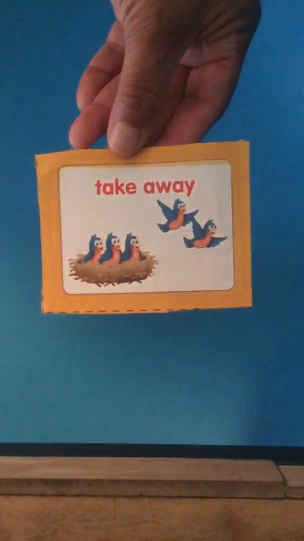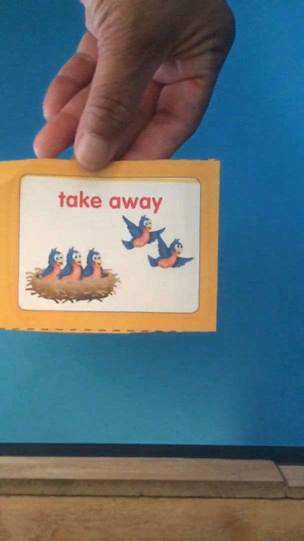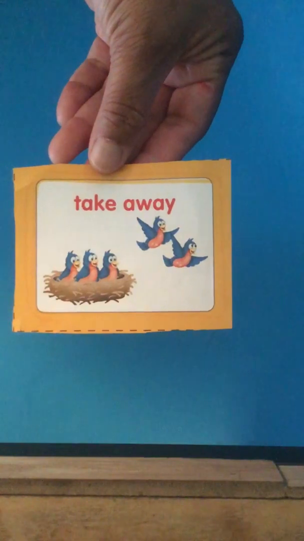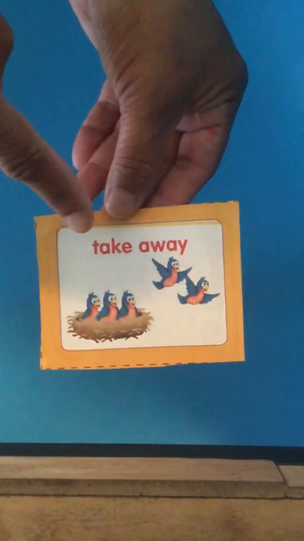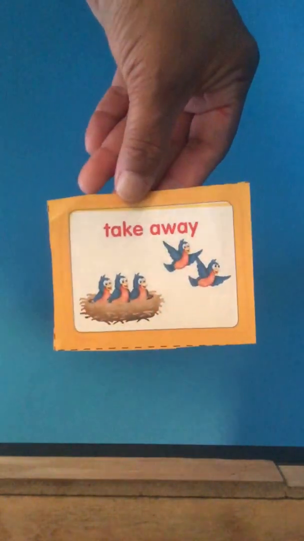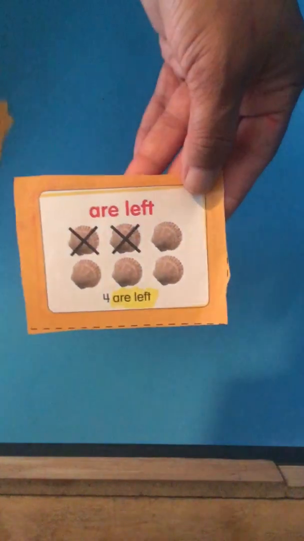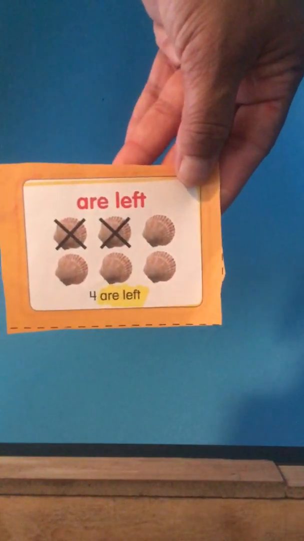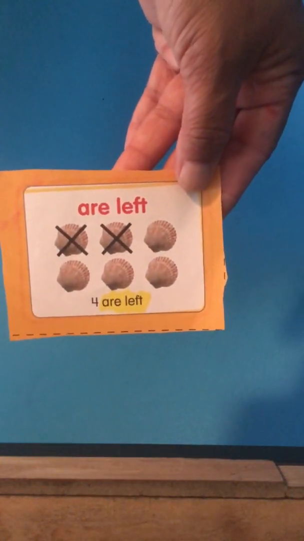So let's go over our old vocabulary. We went over, remember, we are subtracting, right? Say subtraction. Subtraction. When we subtract, we what? We take away, right? We take away and we find out how many are left. Right, boys and girls?